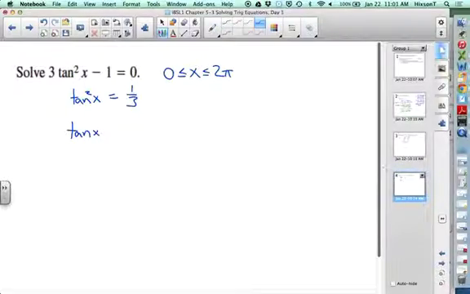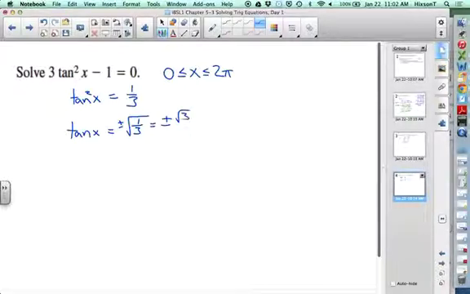Now, what's one rule about taking the square root in an equation? Plus or minus. You have to do it to both sides, you're right. We have to have a plus or minus square root of 1/3. Now, what is the square root of 1/3? Rationalize that. Root 3 over 3. Okay?